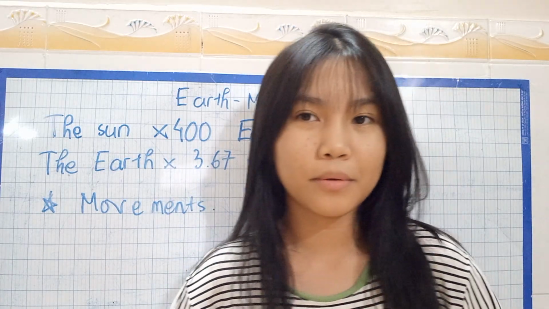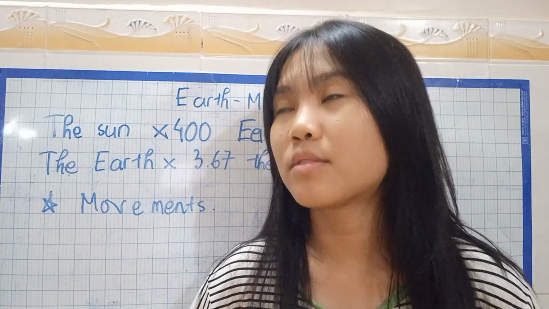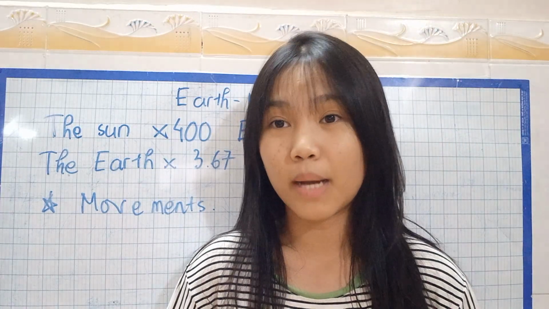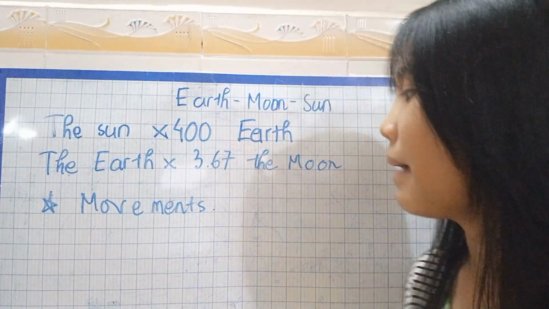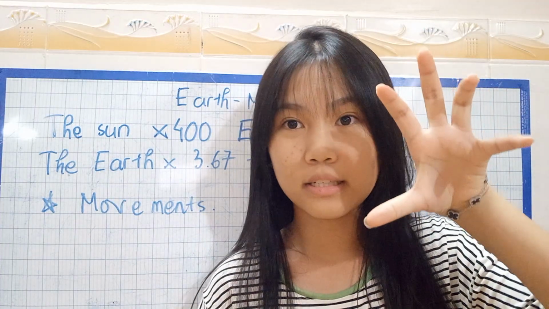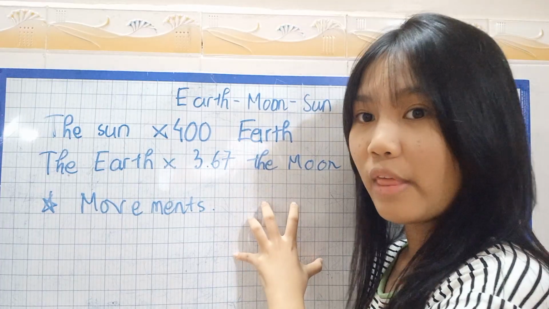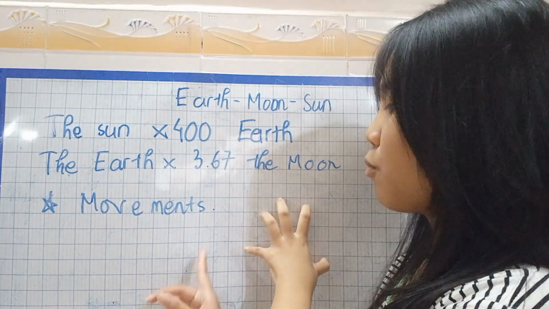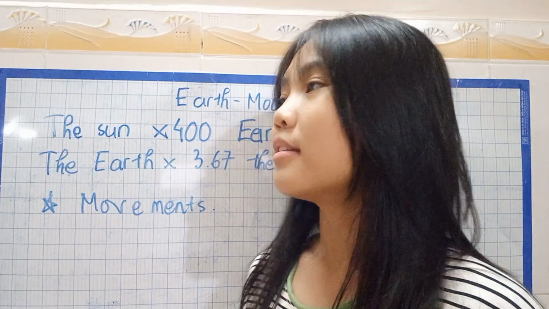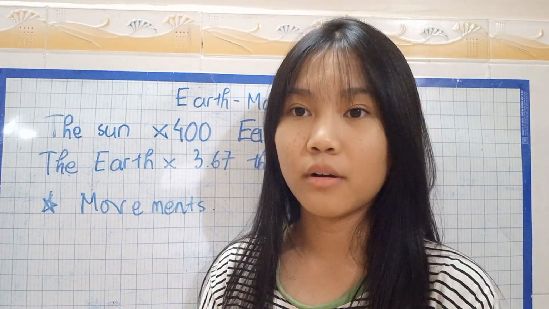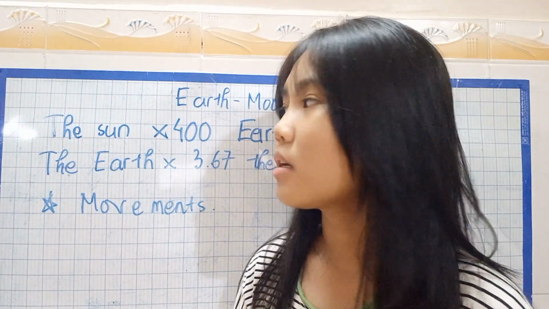So first, let's talk about their sizes. The sun is 400 times bigger than Earth. 400 times. So imagine if the sun is like this, this whole thing big, then the Earth would just be one dot. Yeah, that's right. The sun is way much bigger than the Earth.